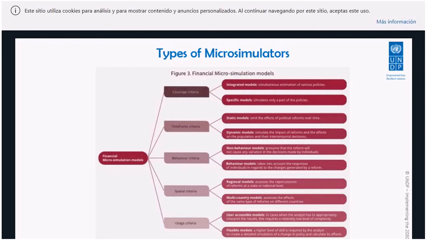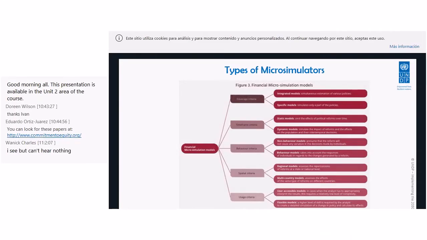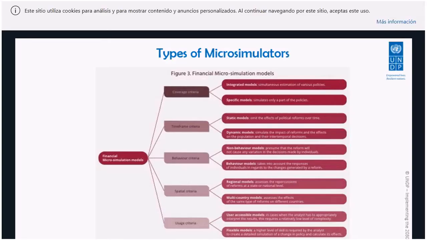Then spatial models, in addition to the typical country level examples, we could have regional models if we have enough data for that, but we could also run microsimulations for a set of countries if we have data for that. And then usage models, that is models that allow certain flexibilities or accessibility for the user.